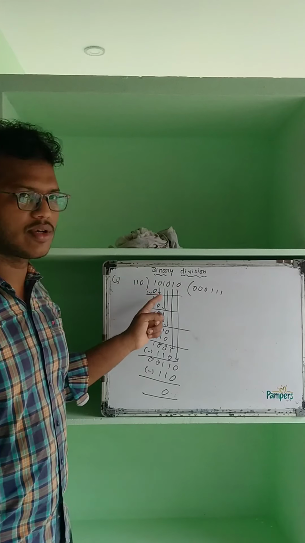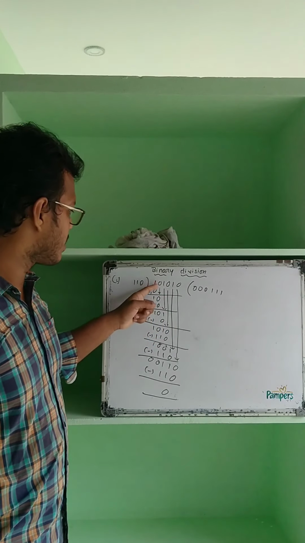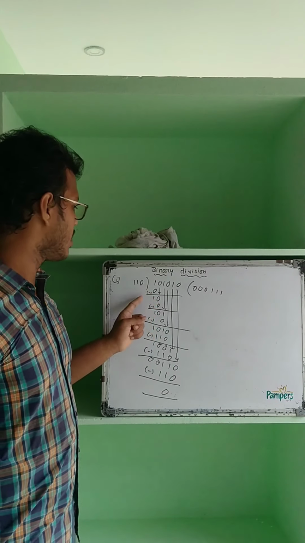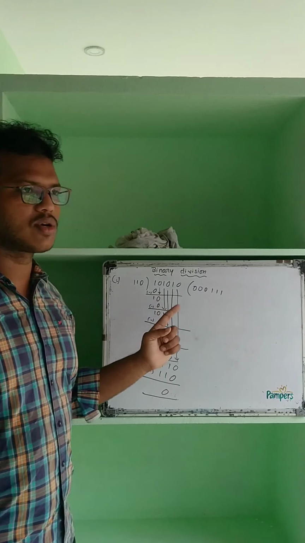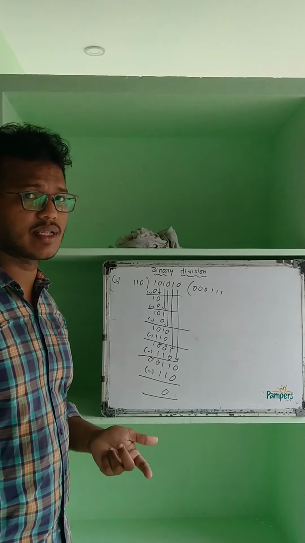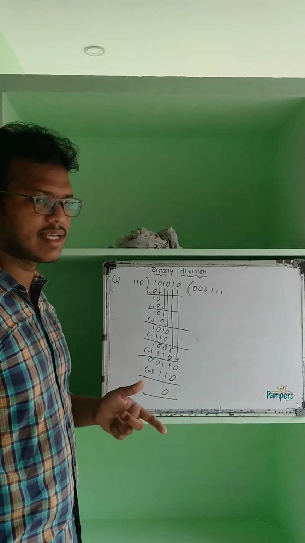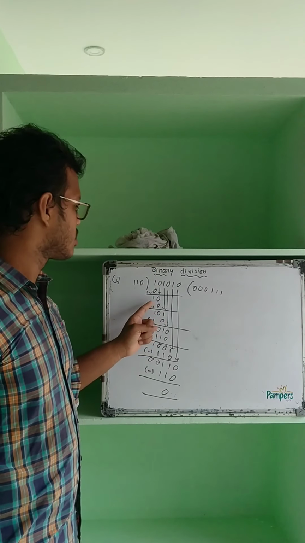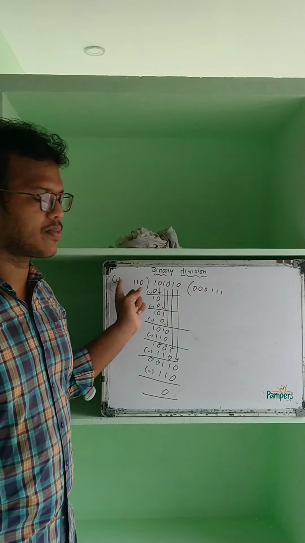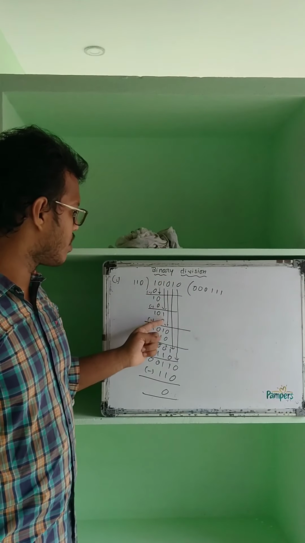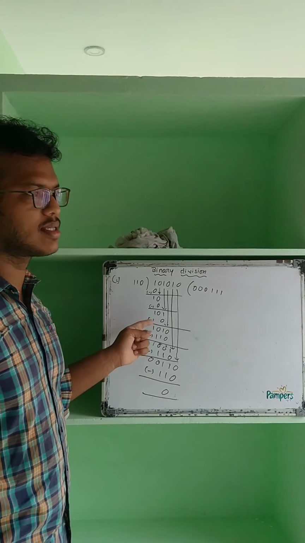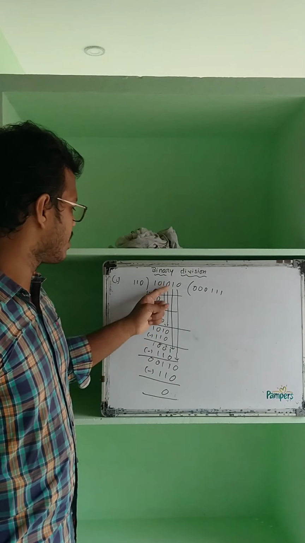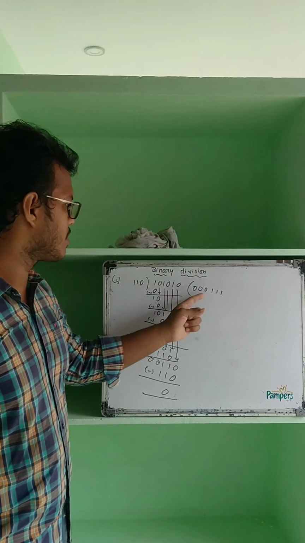So 0 times 110 is 0. Okay. Then 1 minus 0 is 1. Bring down the 0 here. Then you get 10. So binary number 10 is still less than 110. So bring down 1 here. That's why we are multiplying with 0. So we get 0. Still bring down 1 here. Still 101 is less than 110.